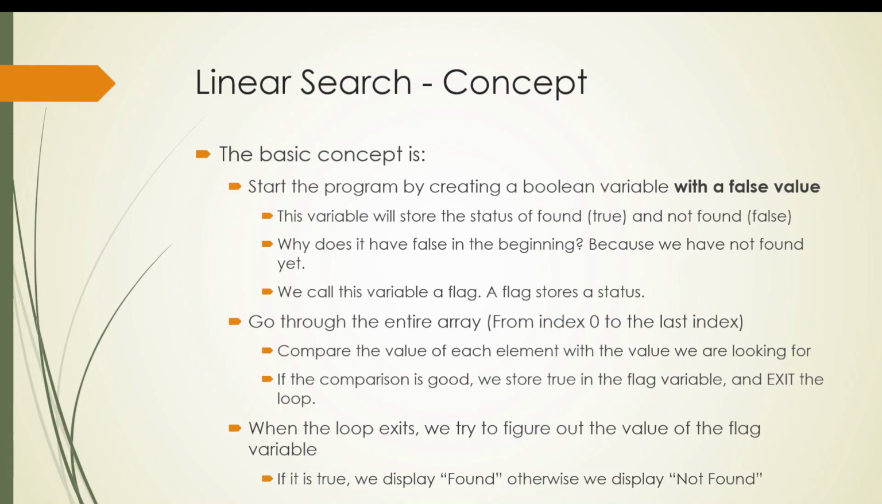And we compare the value of each element with the value we are looking for. And if the comparison is good, they compare okay, then we store true in the flag variable and exit the loop. When the loop exits, we try to figure out what the value is. If the value is true, we display found, because if in the loop it has actually found it, the boolean variable will have the true value. If it is true, we display found, otherwise we display not found.